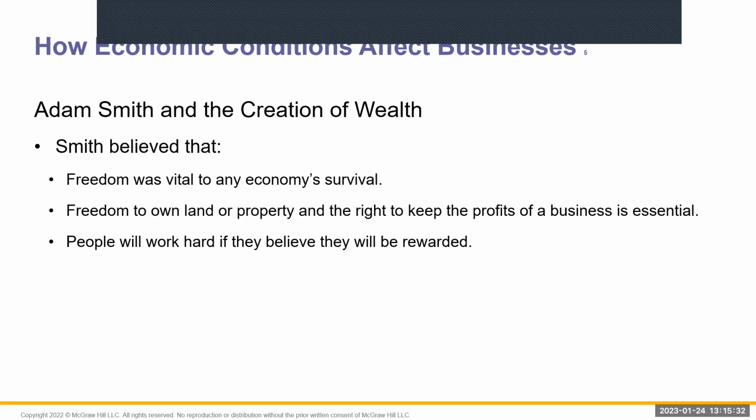Adam Smith also said freedom to own land and property, and the right to keep profits from a business is essential. The problem with kingdoms, especially in the older days, is that the king could come in at any time and take away what you have because he's the king and he owns everything. So there wasn't a lot of incentive under kingdoms for the economy to prosper, because say you wanted to build an apple orchard and you build this beautiful 1,000-acre apple orchard, and it's making all these apples and you're making all this money selling apples.